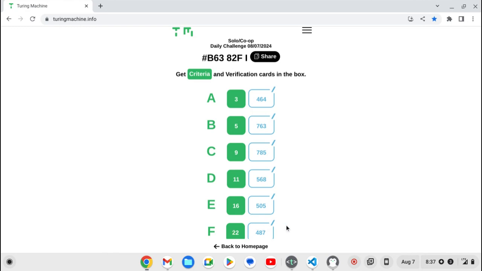And the puzzle uses the blue verification cards. The code above is your way to get more information on today's puzzle by searching it on turingmachine.info. Let's go solve.